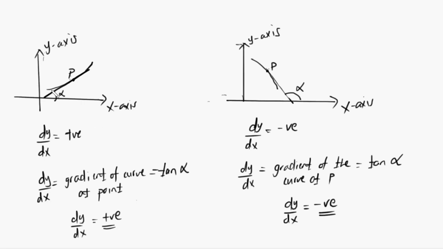Kwa hiyo sasa, when the derivative is positive, it means that y increases as x increases. But when the derivative is negative, it means that y decreases as x increases. So now, for a graph like this one, okay? This point is called the turning point. Sasa, for the turning point now, there's something different.